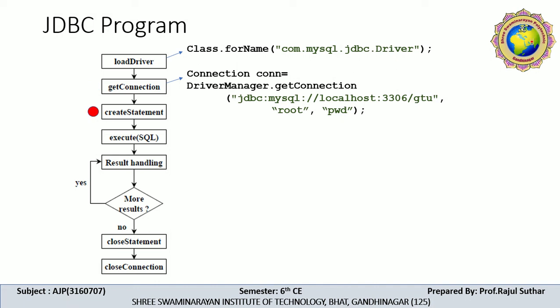Next, create statement. We are all familiar with create statement. This is the object of Statement. stmt is equal to con.createStatement(). Con is nothing but the connection.